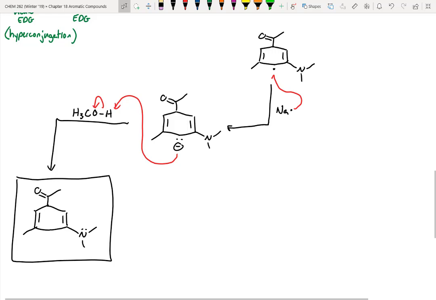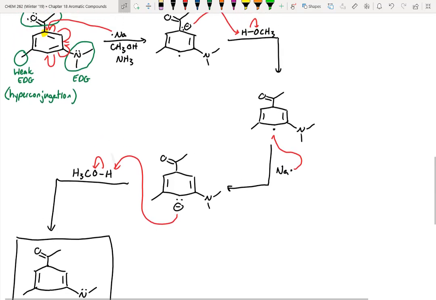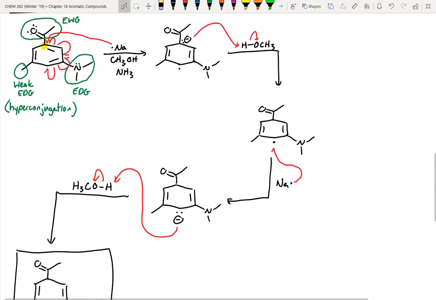I will say the area that most students mess up is they forget to think about electron donating and withdrawing groups. And quite often in this first step, they get kind of lost with the arrows because there's a lot of arrows in that first step. So make sure you are tracing your electrons and using single-headed arrows.